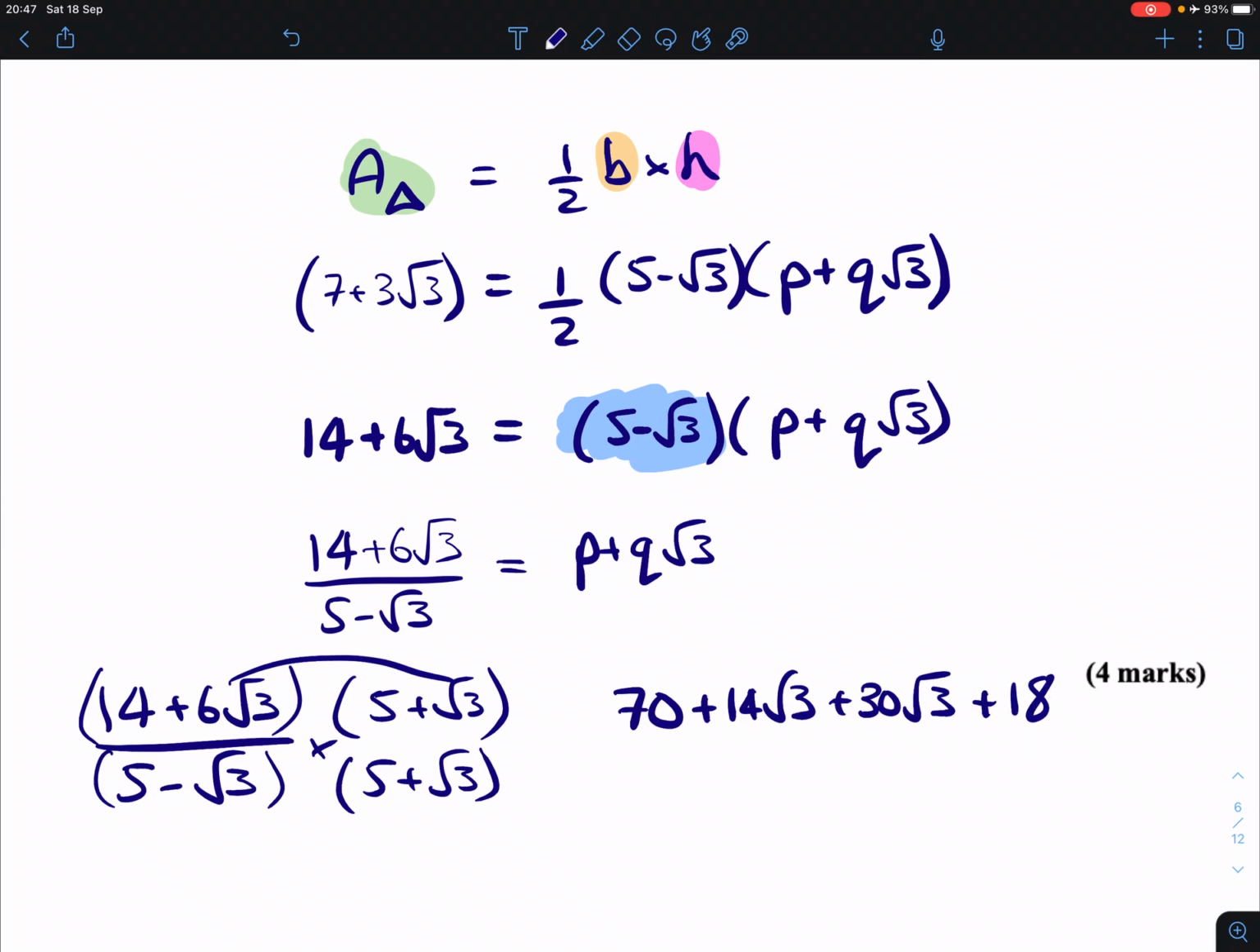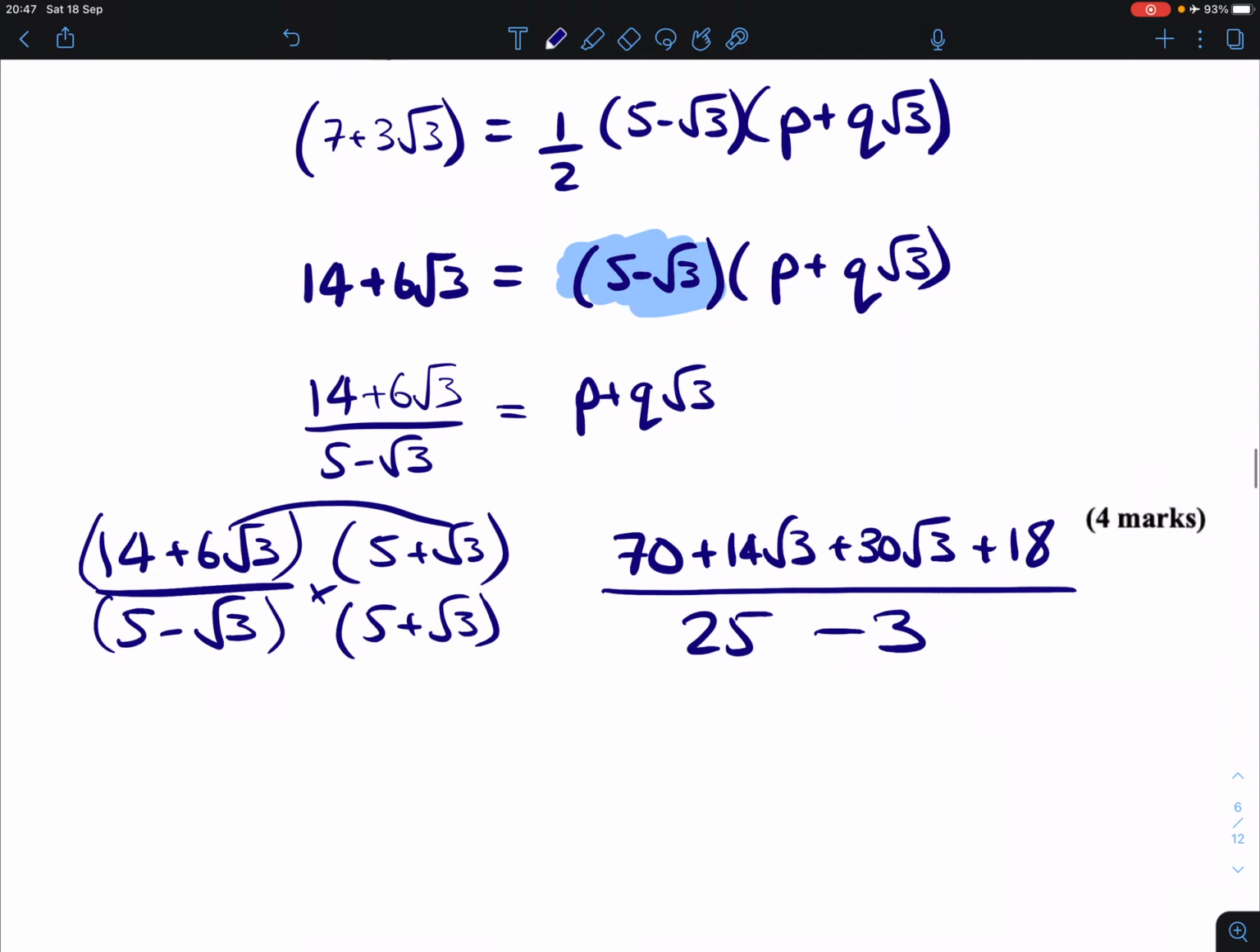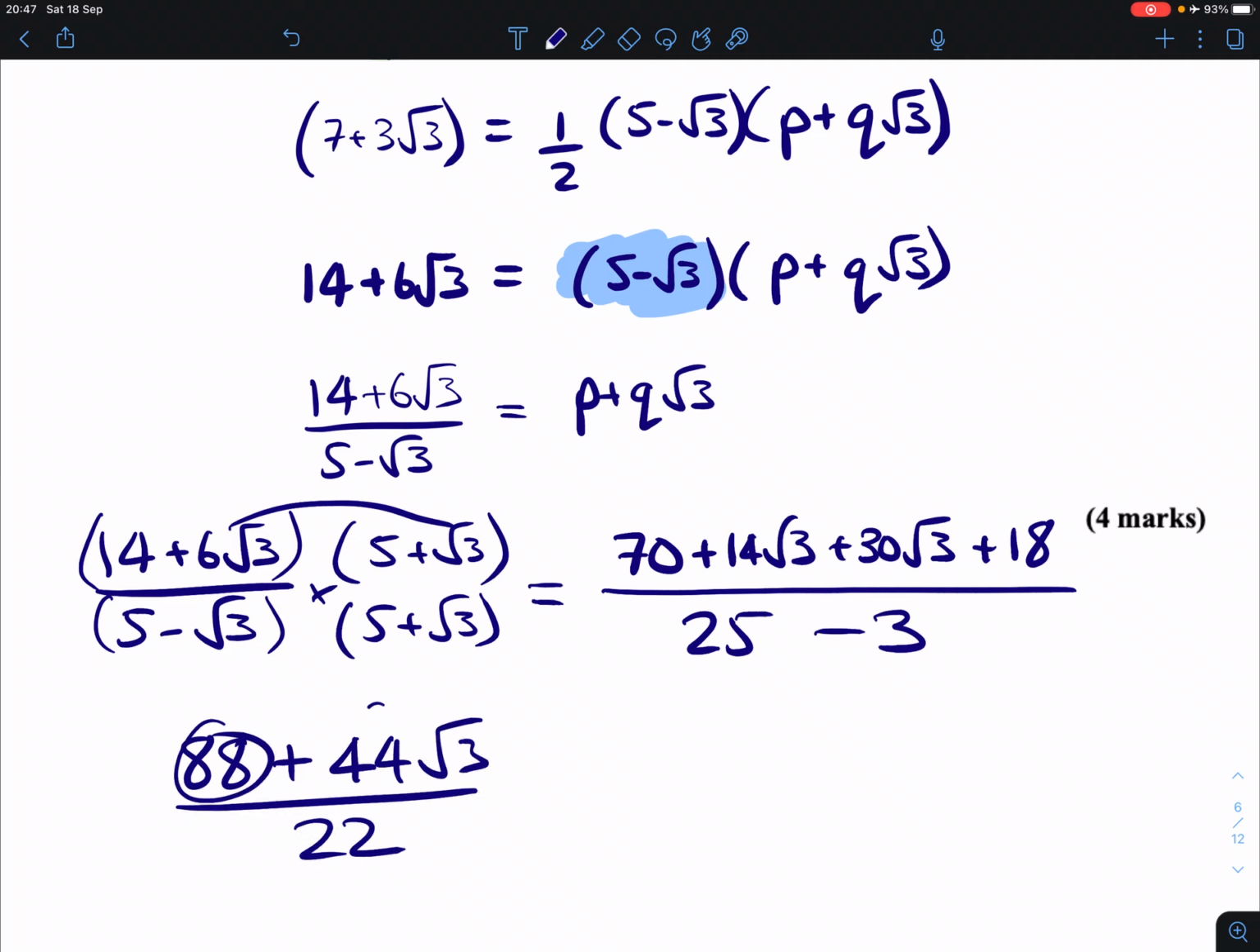You can take as many steps as that as you want. On the bottom, we're going to end up with the difference of two squares because we multiply by its conjugate. So the first term squared will be 25. The second term squared will be 3. And then we'll be finding the difference. Simplifying that, we're going to end up with 88 on the top, along with a 44 root 3 all over 22. And then both 88 and 44 can both be divided by 2, so we end up getting 4 plus 2 root 3.